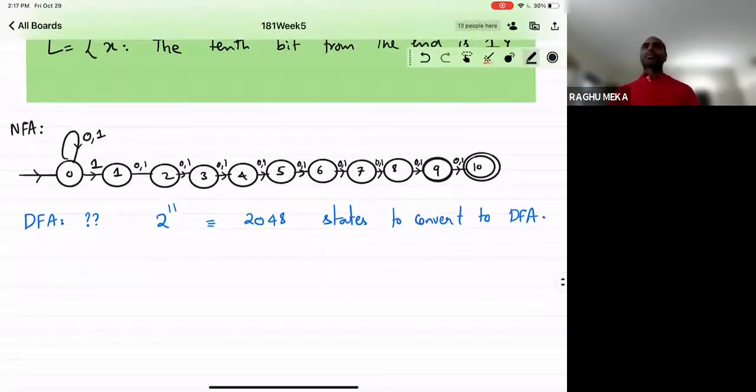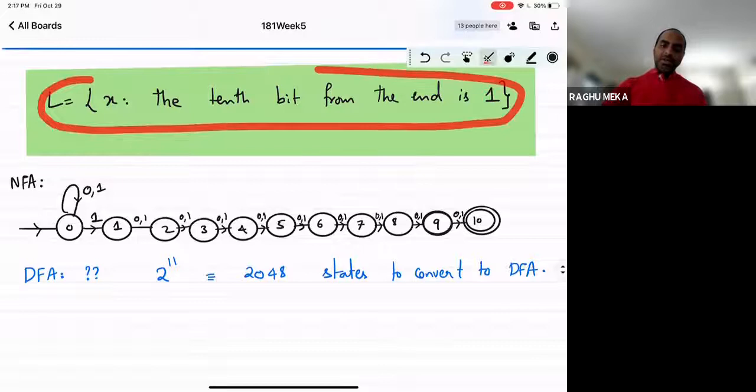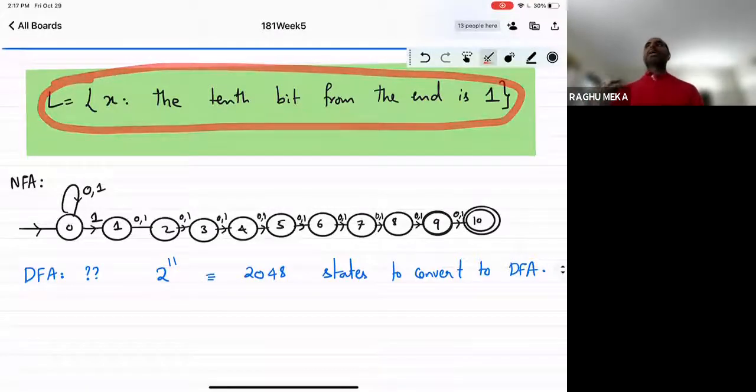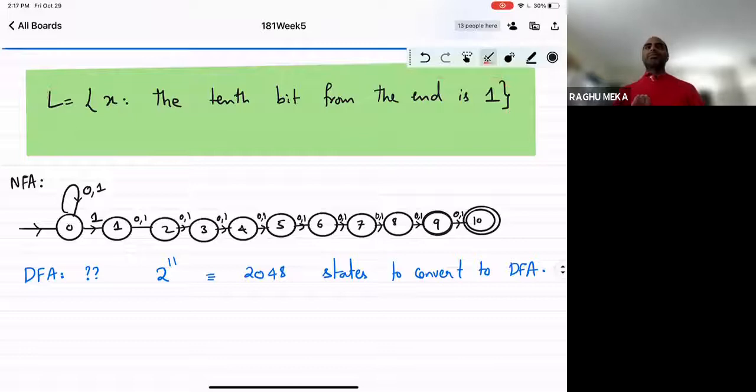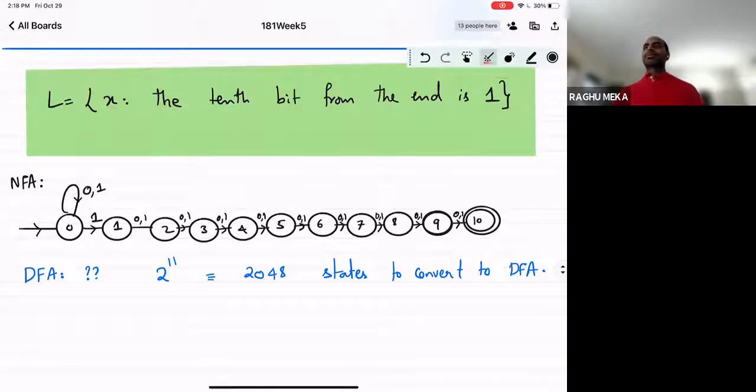But you might ask, this is one way to convert an NFA into a DFA, right? But maybe for this language, where I'm looking for just the 10th bit from the end being 1, that seems simple enough, right? Maybe there is a different DFA that I can draw, which has very few states. What do you think? How many states would you need to straight out draw a DFA for this language? Any guesses?